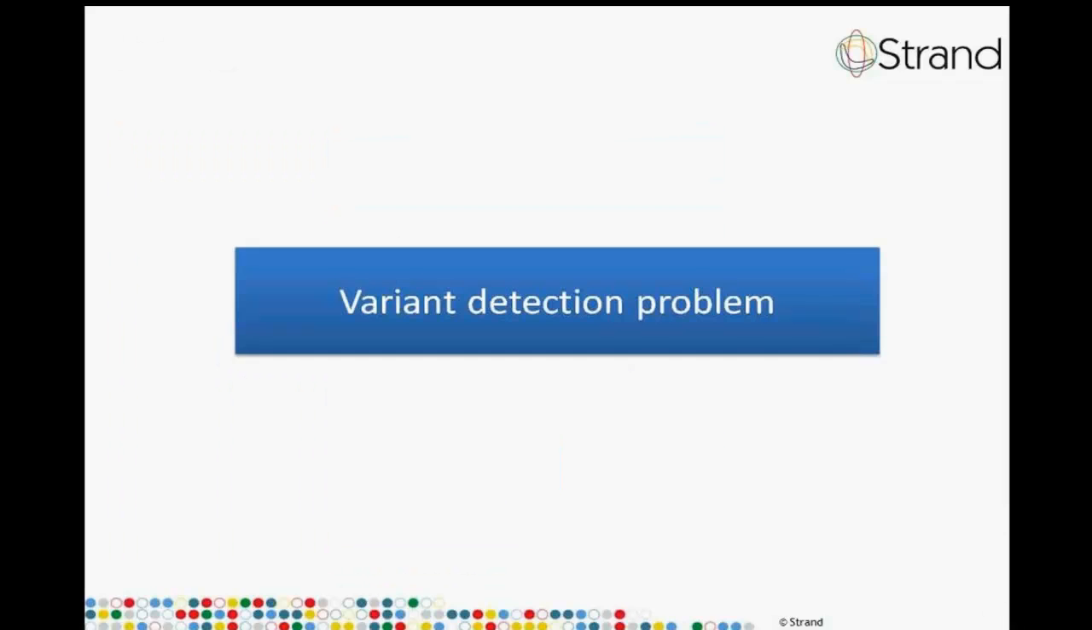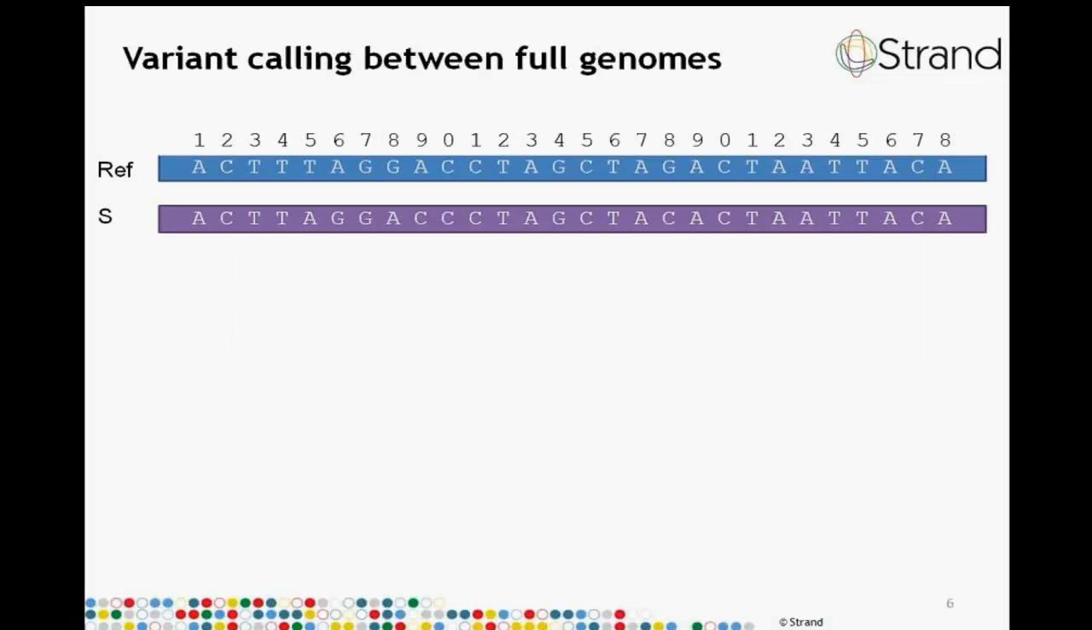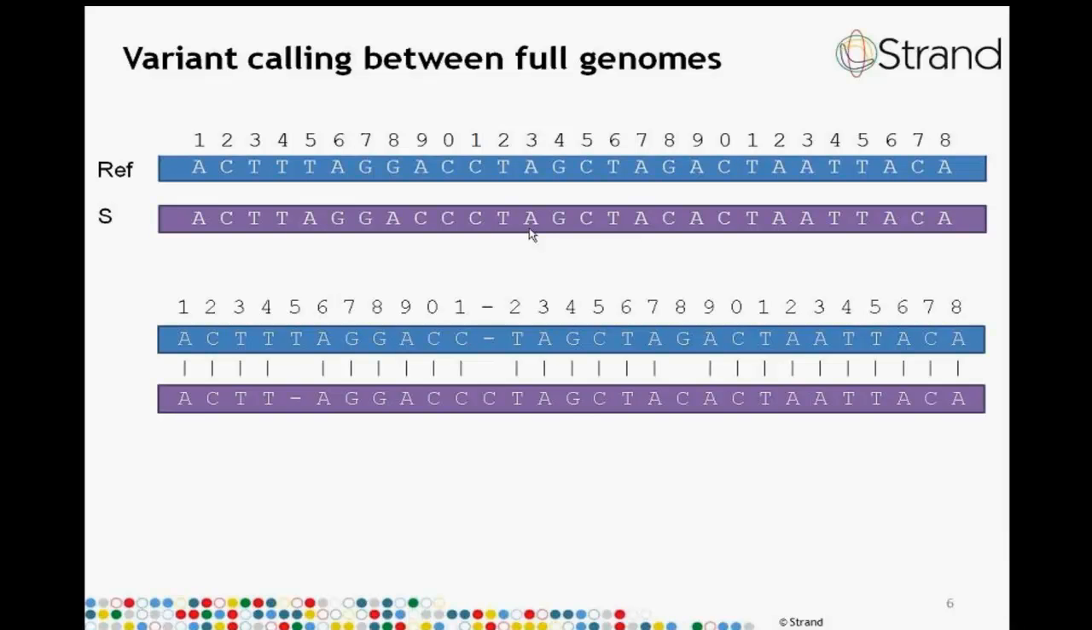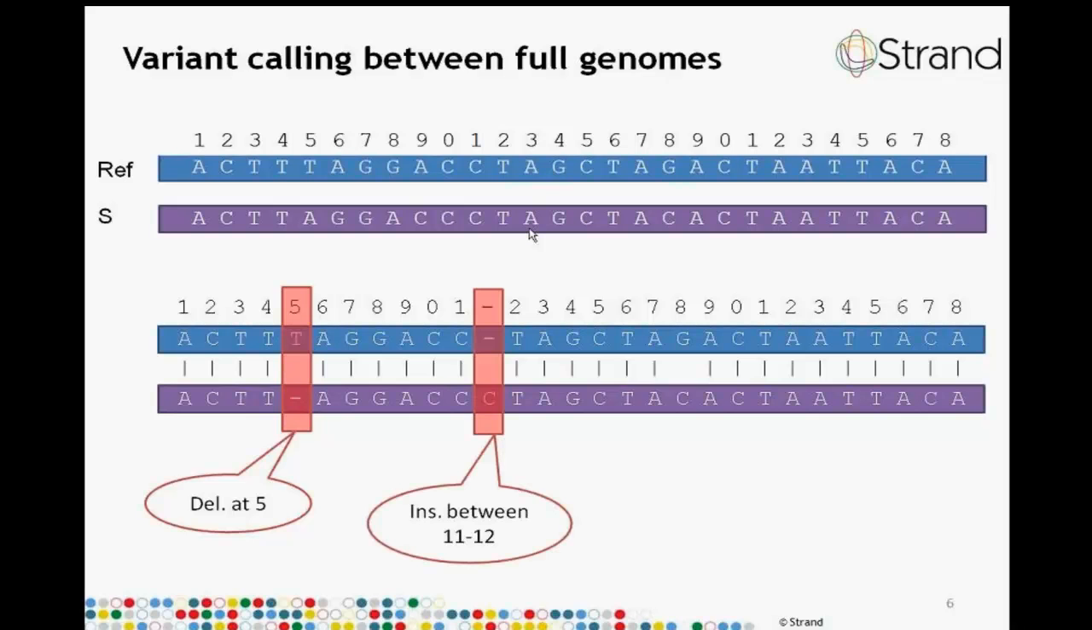So let's start with the variant detection problem. Suppose we have a reference sequence, as is shown in blue at the top. Here, for illustrative purposes, it is approximately a 28 base pair sequence. And suppose you had the whole genome sequence of an individual sample, and that is shown at the bottom. If you had both of those, then you could simply align the two sequences against each other. And from the alignment patterns, you could spot the deletions which occur with respect to the reference, the insertions that happen with respect to the reference, and the substitutions that happen with respect to the reference.